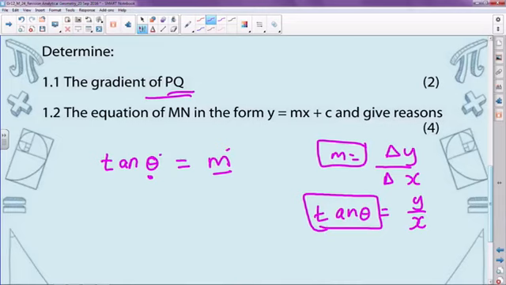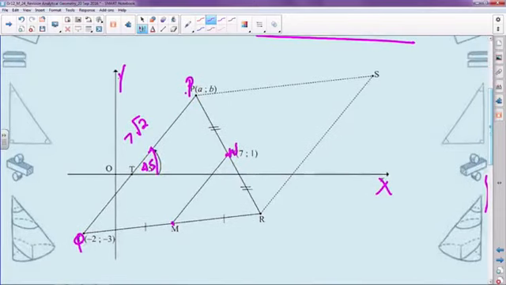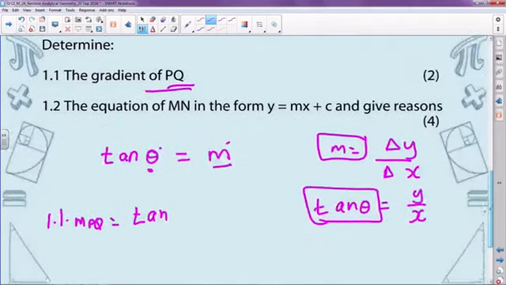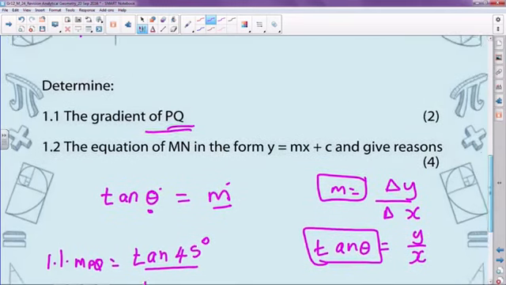In this case, the gradient of line PQ is going to be given by tan of the angle that that line makes with the positive x-axis. And we are told that that angle is 45 degrees. So therefore, to work out the gradient of PQ, it's going to be equal to tan of 45 degrees. You shouldn't need a calculator for that because that is a special angle. So you'll get the gradient of line PQ is 1. Okay, and that's a nice, easy 2 marks to get us going.